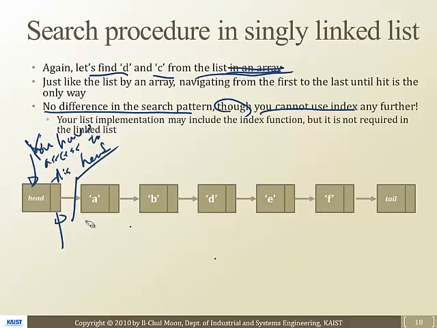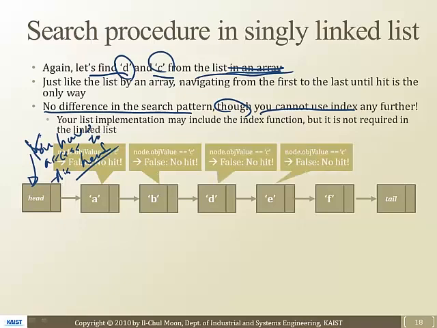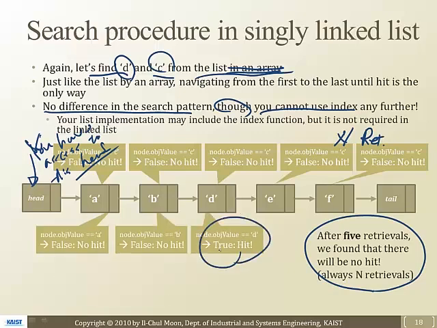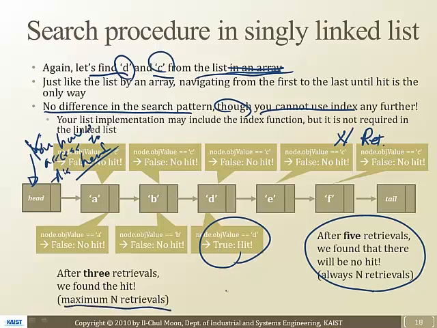Okay, all right. This works. And then what you want to do is find the D and C here. You finding C, no hit, no hit, no hit, no hit, no hit. So it still requires n retrievals, right? So it's n retrievals. If it doesn't have C here, it's n retrievals. If it has D, it hits, right? So in this case, the maximum is n retrievals, same as arrays.